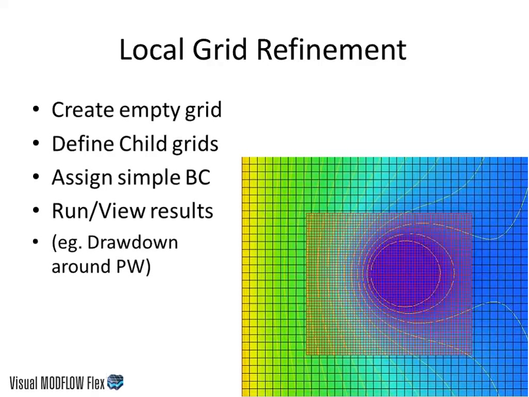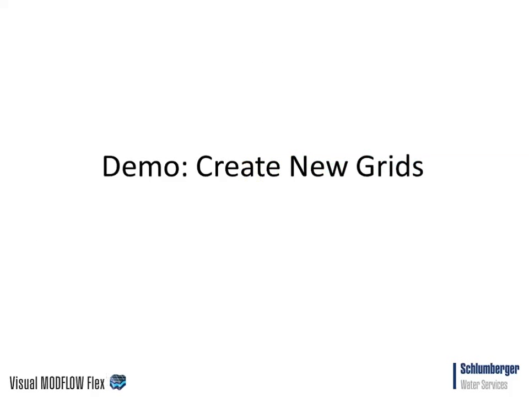The other thing you can do with the addition of this option now is create simple models for local grid refinement, so you don't have to follow a complete conceptual model approach. If you have a very simple example where you want to, for example, look at drawdown around a pumping well from a pumping test, you can just create an empty grid, define a child grid around the area of interest, draw your simple boundary conditions using the digitizing tools with Polyline and Polygon, and then run and view the results. So I'll do a quick demonstration of those options now.